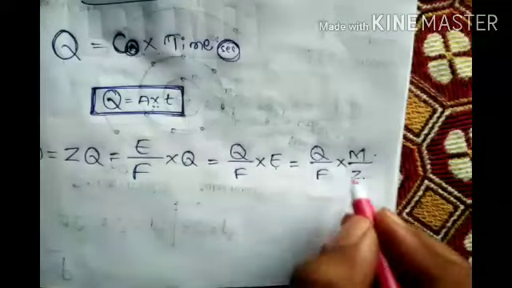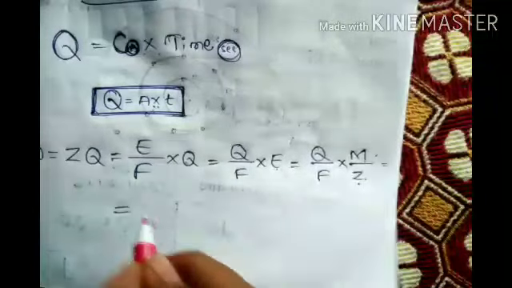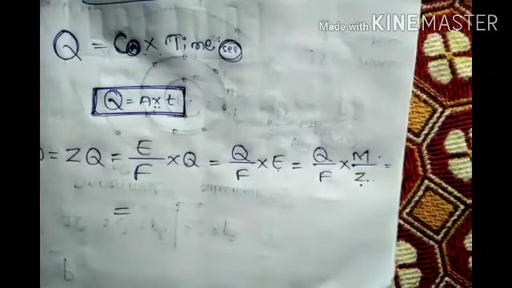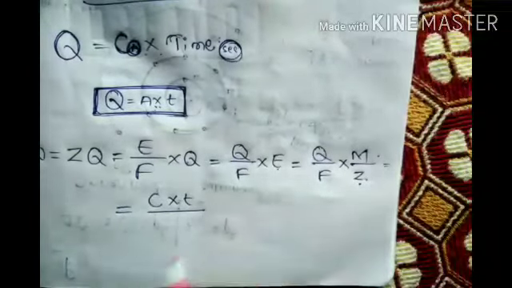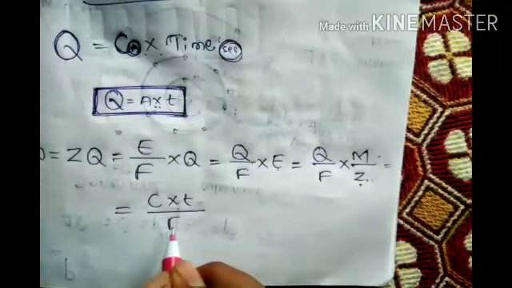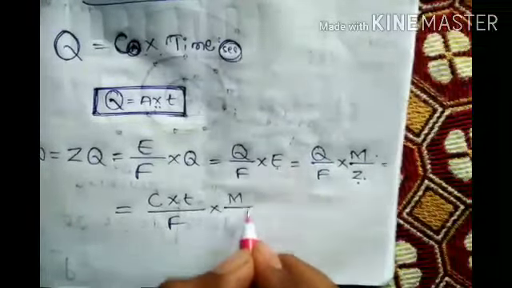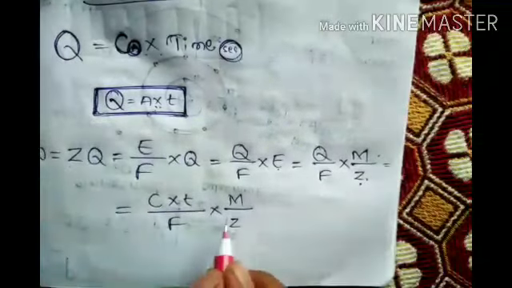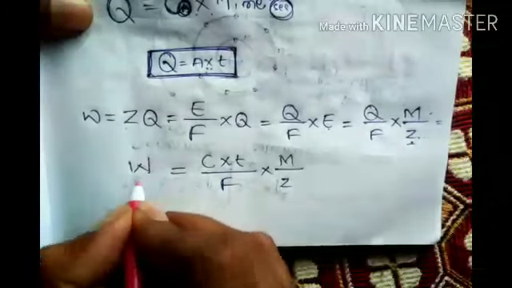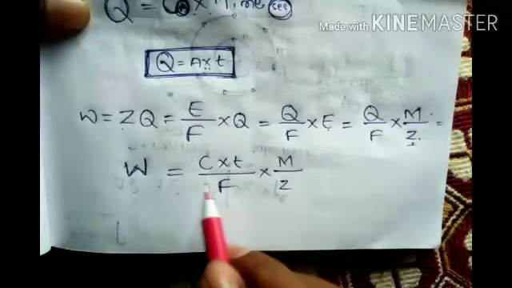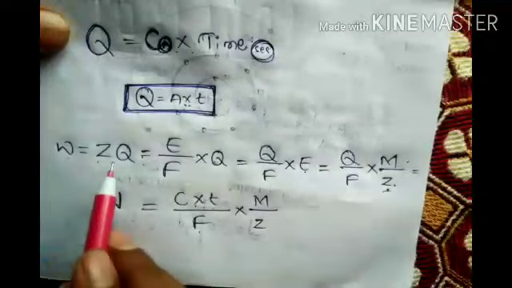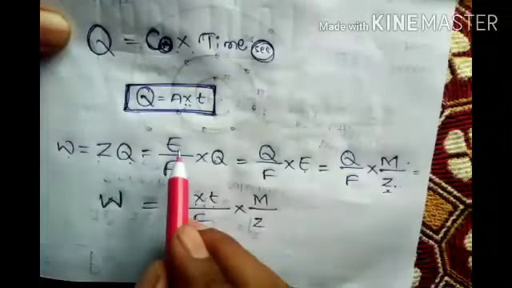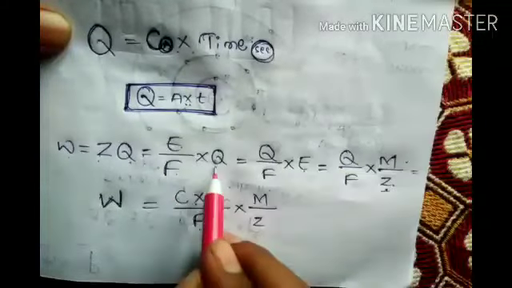Next, the continuation, the biggest formula. Q equals what? Current in seconds, Q by F, Faraday, into M by Z. This is capital Z, this is small z. So the last final one: W equals C into T equals F into M by Z. Continuation: W equals ZQ, Z equals equivalent mass by Faraday into Q.